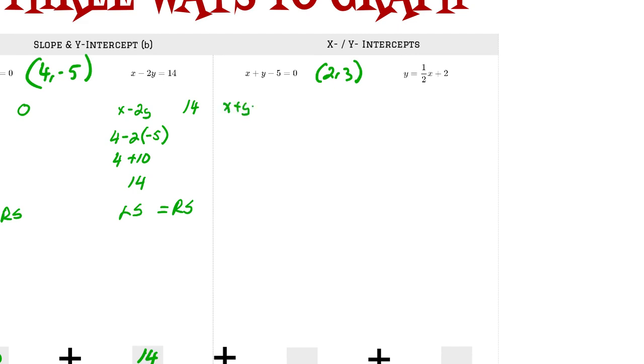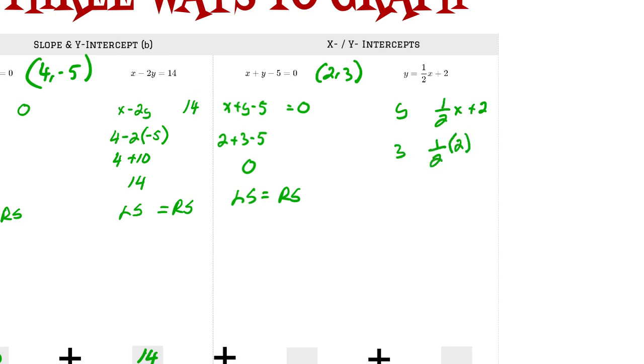Separate out your original equations, no equal sign. And again, I'll do them side by each at the same time. Subbing in, 2 plus 3 minus 5. That becomes 0. Left side equals right side. Over on this side, y equals 3/2... 1/2, 2 is the value of x. 1/2 of 2 is 1. You get 3. Left side equals the right side.